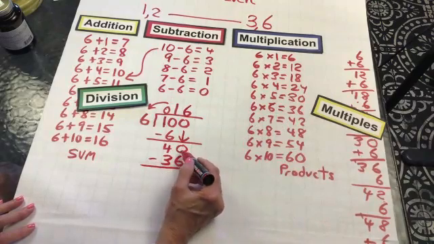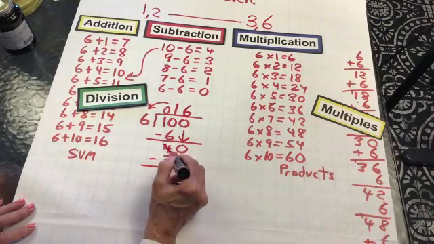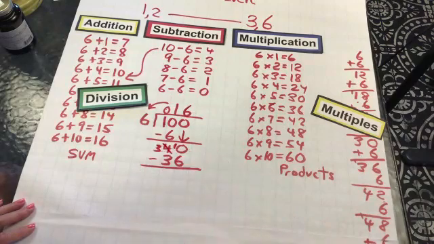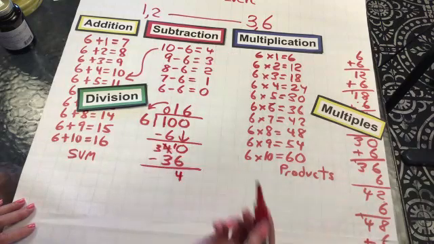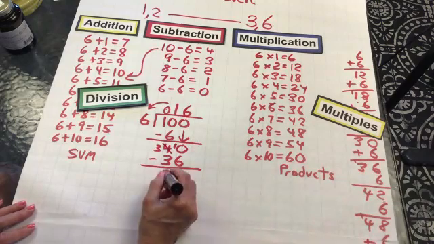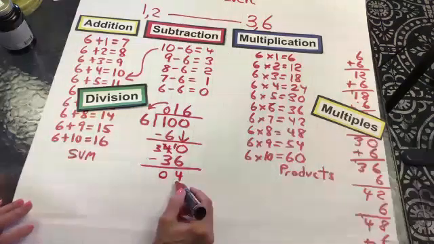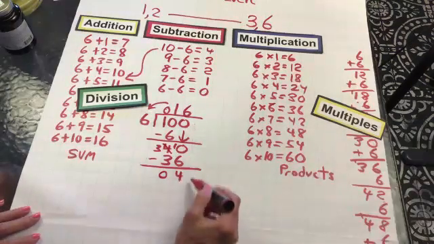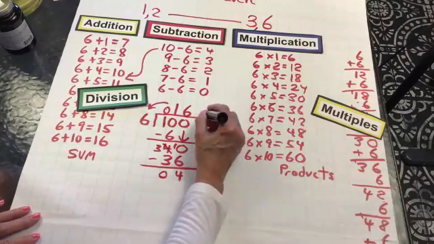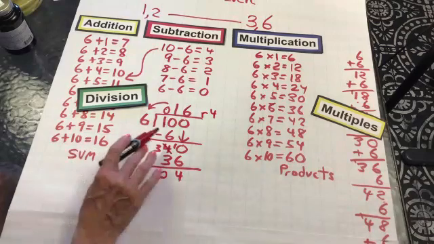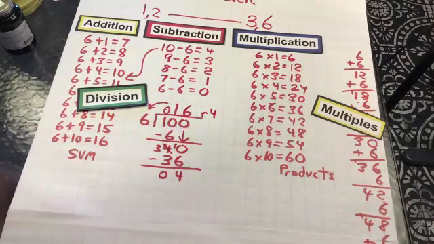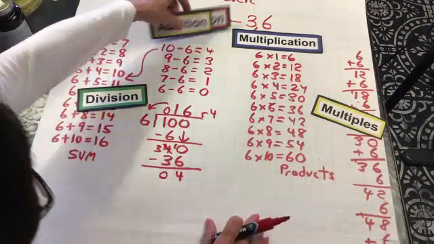So 6 from 0, we can't take 6 from 0. So we're going to borrow from the 4, leaving 3 and making that 10. 10 minus 6 equals 4. And 3 minus 3 is 0. So does 6 go into 4? It does not. There's no more digits to drop down. So now we know we have a remainder. So just write an R4 right there. So 6 goes in 116 times with a remainder of 4. Boom. We've got addition, subtraction, multiplication. We are really hitting the jackpot here.